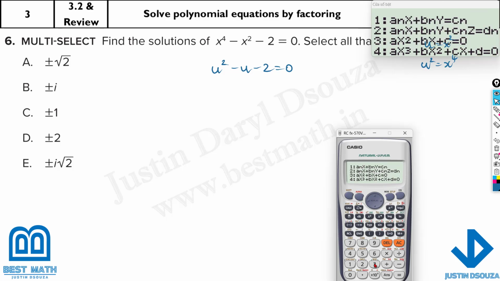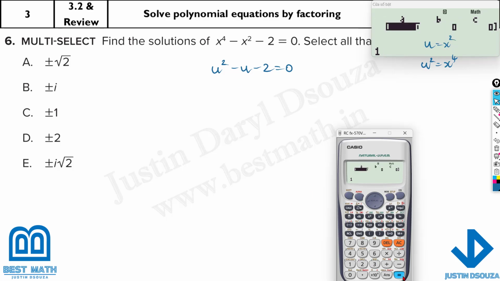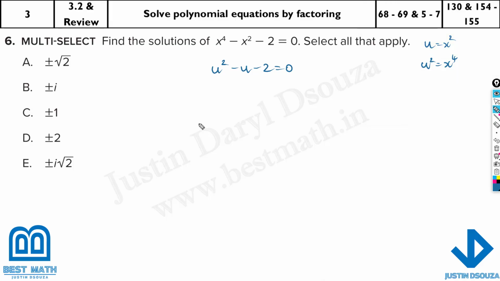It'll be mod 5 and 3. Now what are the coefficients? It's 1, minus 1 and lastly minus 2. And here we go, it is 2 and minus 1. Those are the two answers, 2 and minus 1. But that'll be at the bottom, x is equal to 2 and x is equal to minus 1.